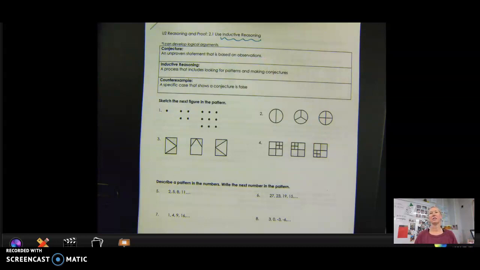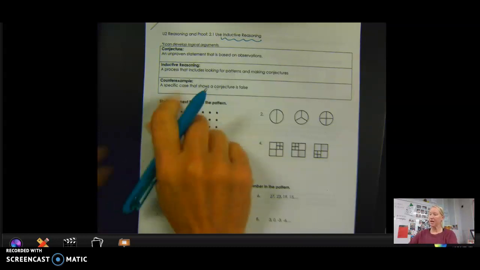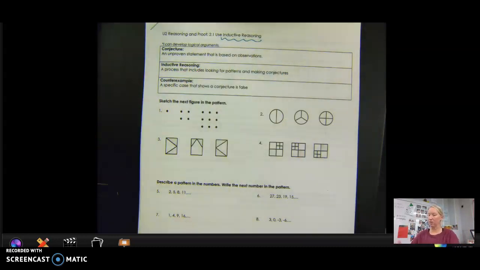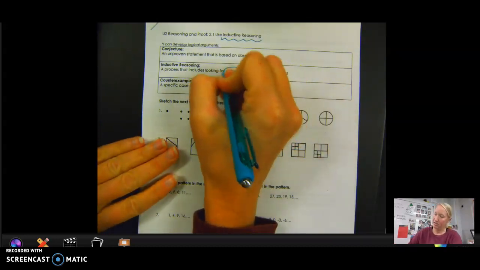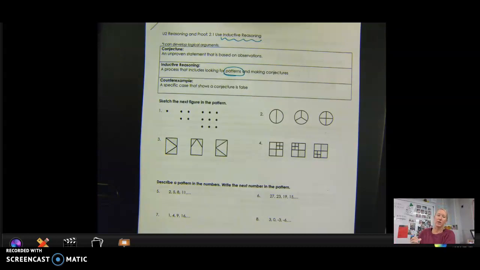So I could look outside and I could say, it is cloudy, therefore it is going to rain, okay? So we know what the sky typically looks like when it's about to rain. That is unproven right now, what I'm saying, but it might happen. And I'm basing what I'm saying off of things that I know around me and observations that I've made in the past. Inductive reasoning, so that's what I was talking about before, it looks for patterns, and then we make a conjecture. So we say, this is what's happening based upon the pattern, okay? And then a counterexample is a specific case that shows a conjecture is false.